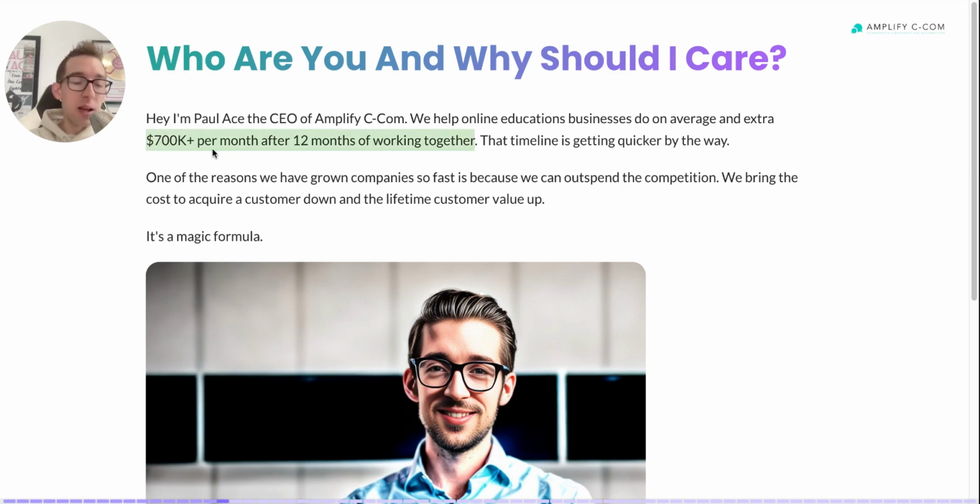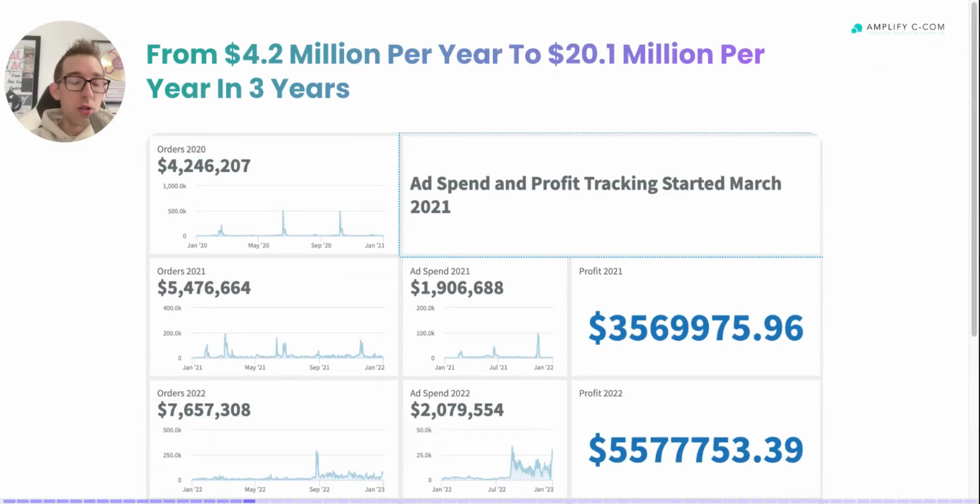So that when you add that up over the course of 12 months, we're doing an extra like 6-7 million after them working with us, right? And this timeline is getting quicker and quicker, by the way. So one of the reasons we've been able to grow companies so fast is because we can outspend the competition. We bring the cost to acquire a customer down and the lifetime customer value up, and then also increase the average order value, right? It's a magic formula overall. So just so you know, I'm not full of crap.